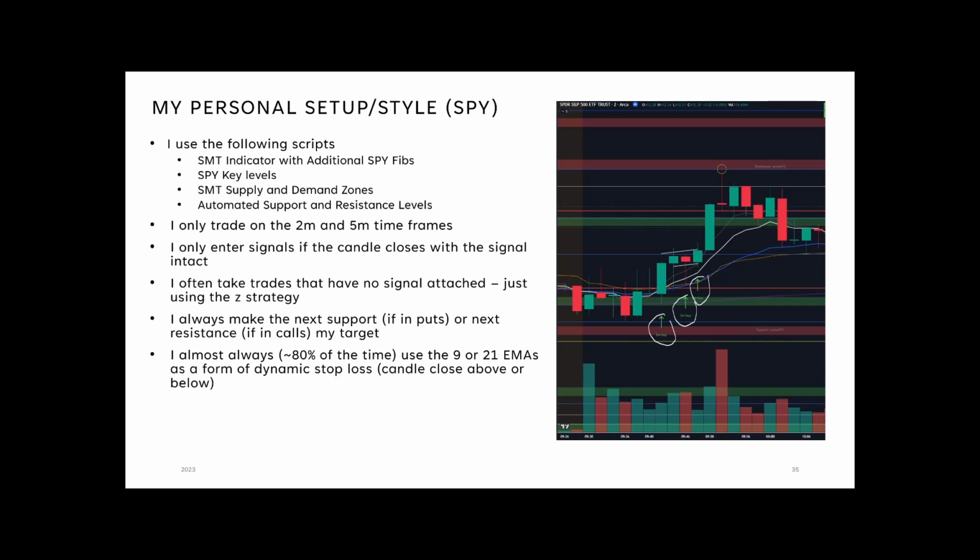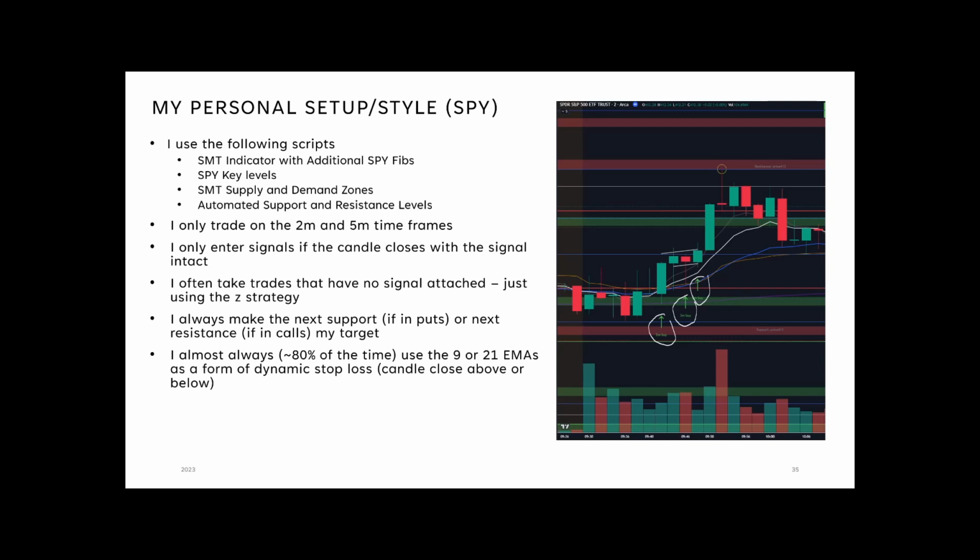And this is what I usually have. I usually add the SMT indicator with the SPY Fibs because I trade SPY, and then I add my SPY key levels, and then I add those supply and demand zones, and the automated support and resistance. To some people that's a cluttered chart. To me, I'm obsessed with having as much data as I can on my chart that helps me. Obviously we don't want useless data. We don't want a bunch of random lines that make no sense. All of these lines, all of these zones, they have some kind of backing behind them. There's a reason we have them.